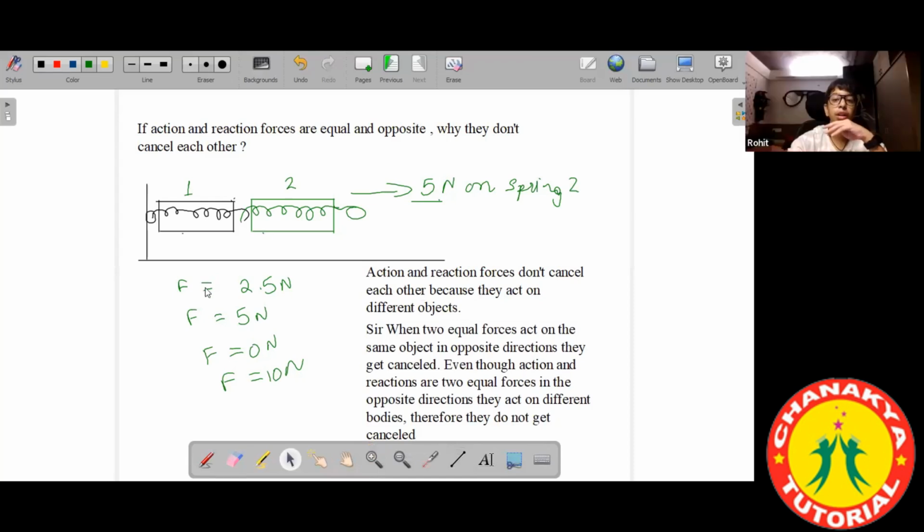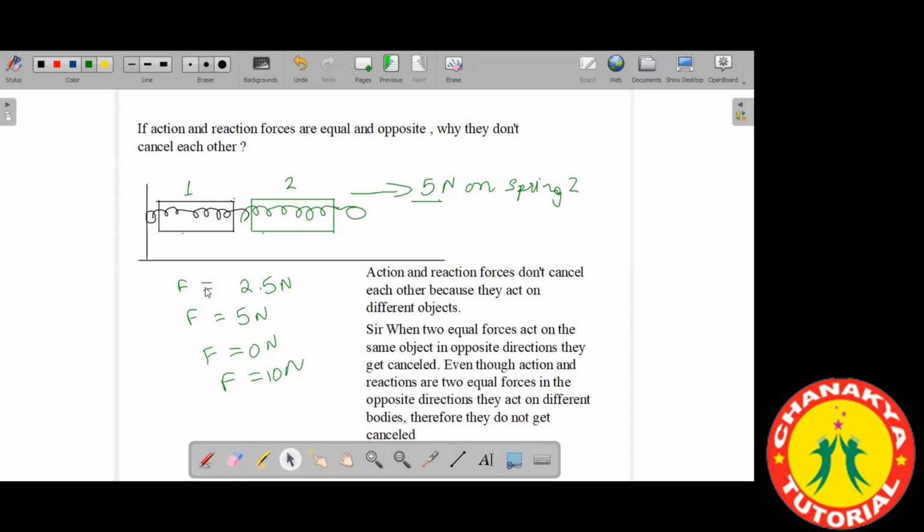Sir, does the same answer apply when we recoil the gun? Yes, the similar thing applies over there also. But we'll do that in the next class.